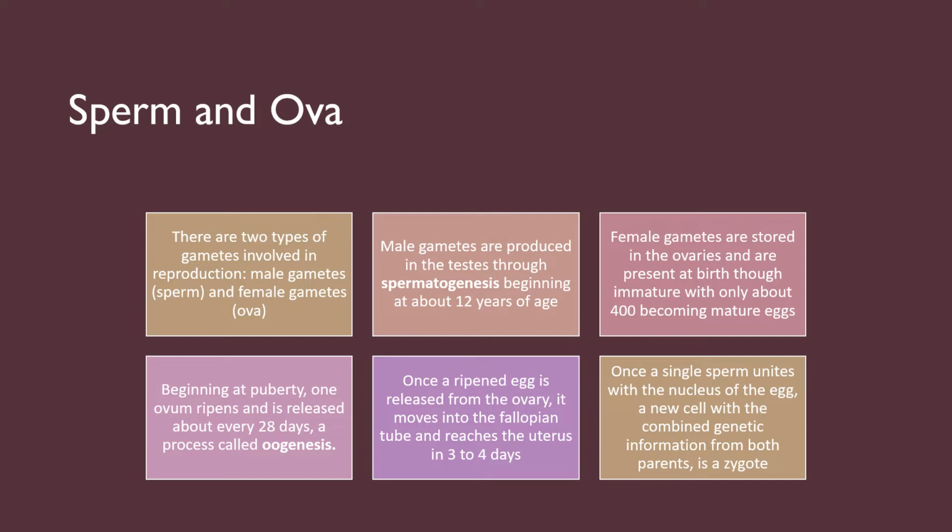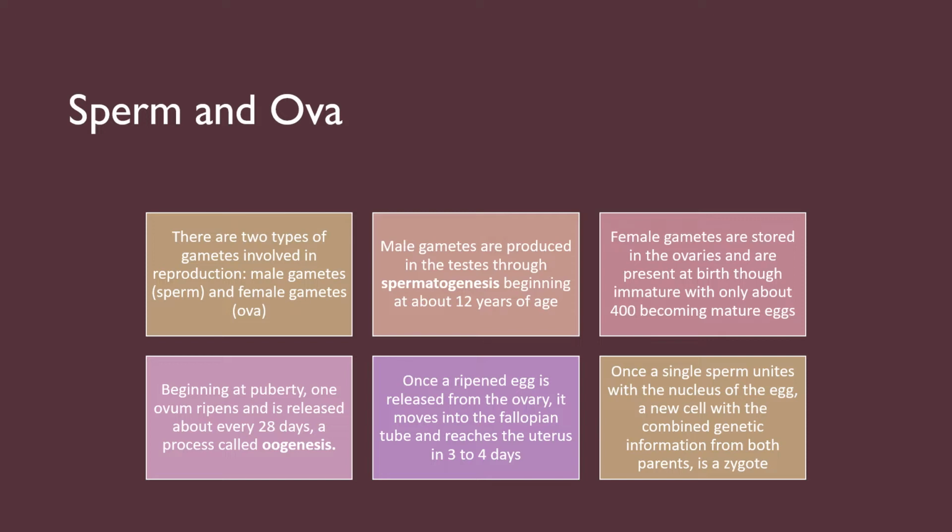So we have the sperm and ova. There are two types of gametes involved in reproduction. We have the male gametes or the sperm and the female gametes or the ova. The male gametes are produced in the testes through spermatogenesis beginning at about 12 years of age. And then female gametes are stored in the ovaries and are present at birth, though immature, with only about 400 becoming mature eggs. Beginning at puberty, one ovum ripens and is released about every 28 days, a process called oogenesis.